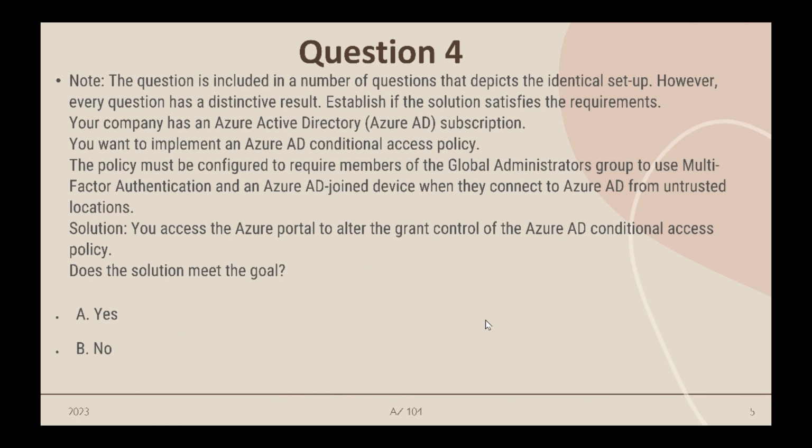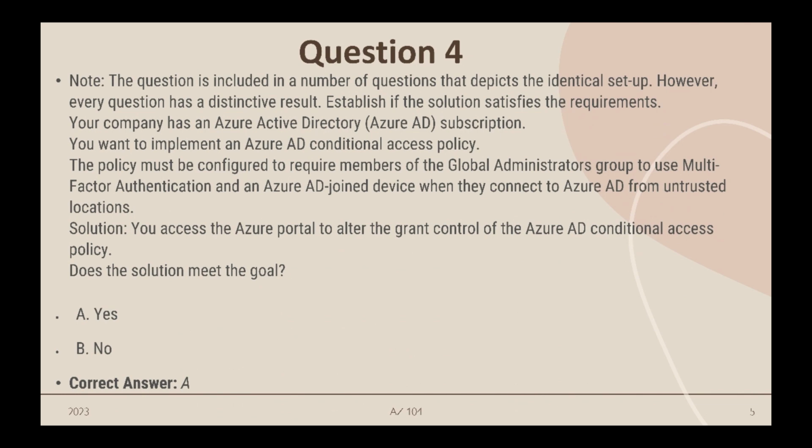Let's look into question 4, which is again an ongoing question similar to question 3. Now here the solution given is that you access the Azure portal to alter the grant control of the Azure AD conditional access policy. Does the solution meet the goal? The answer will be one of them, yes or no. And the correct answer is yes, it meets the goal.